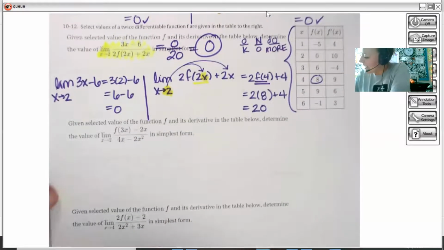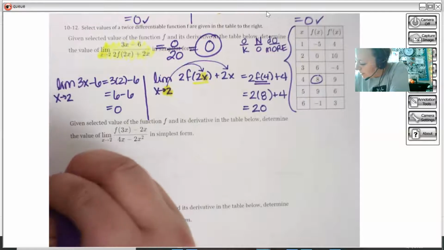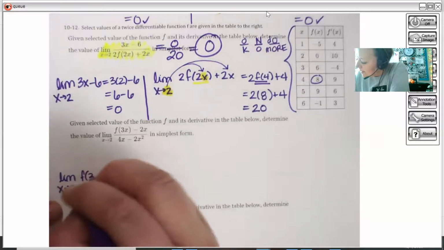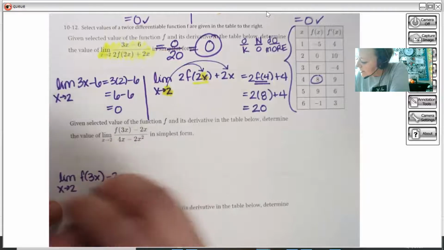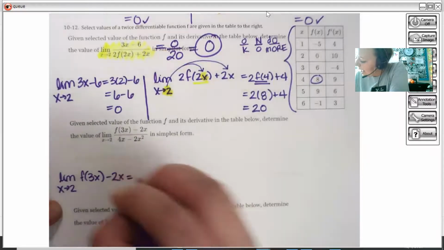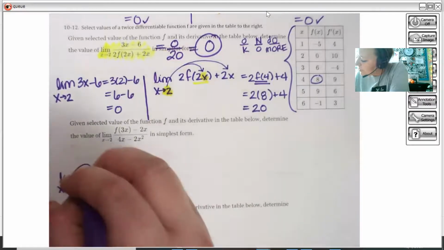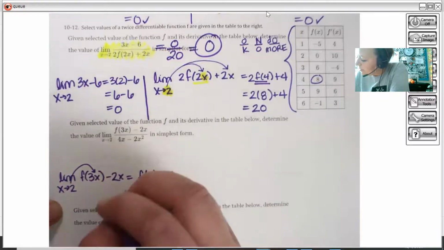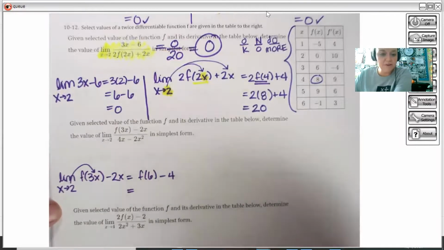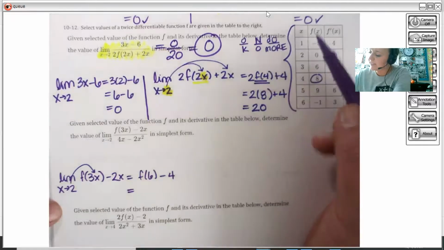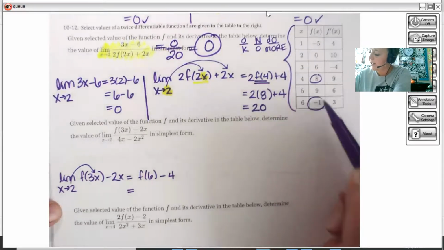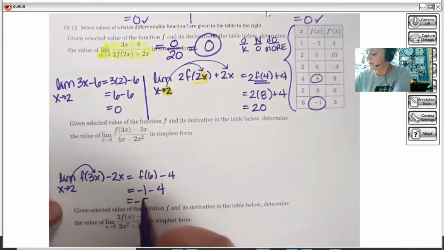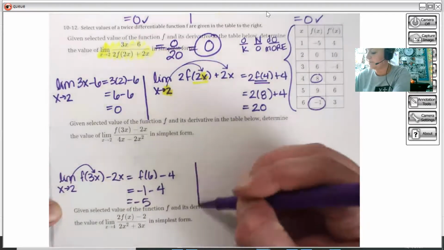Next one, we're checking x approaching 2 of f of 3x minus 2x. So that's going to be f of 3 times 2, which is 6, minus 2 times 2, which is 4. Then I come over here to my chart. F of 6 is -1, and -1 minus 4 is -5. Oh, so this is not going to be L'Hopital's rule either.